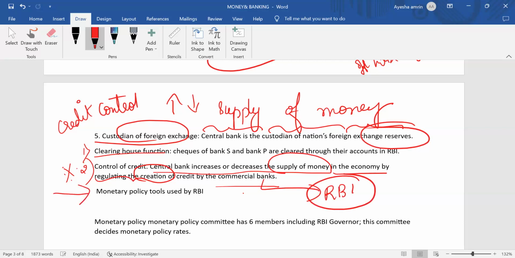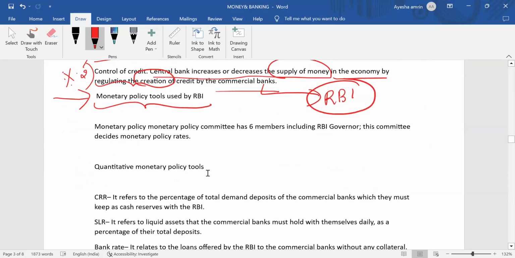Yes, and the next type of function is monetary policy tools used by RBI. What are the monetary policies used? Very, very important. It has framed a committee which has 6 members, including the Governor of the Reserve Bank of India. To frame the country's monetary policy, the country has come up with this committee under the RBI.